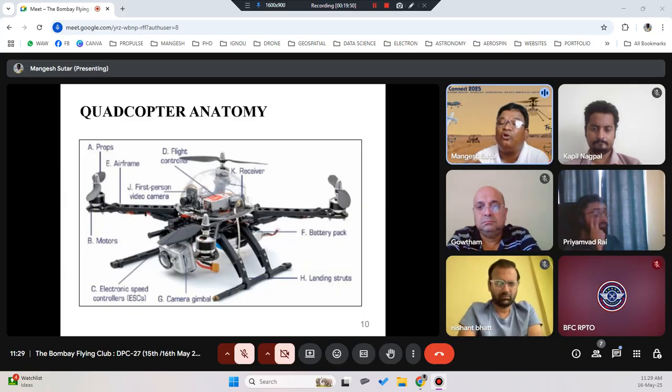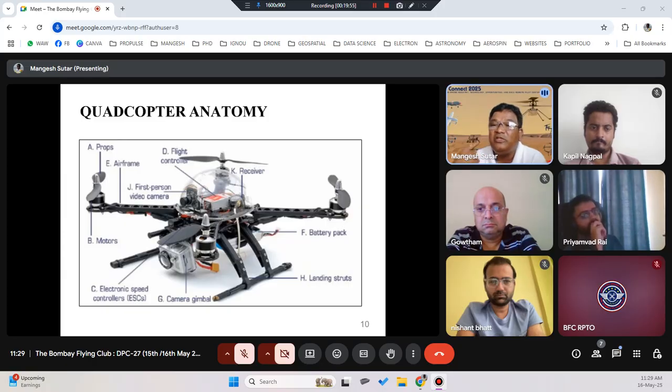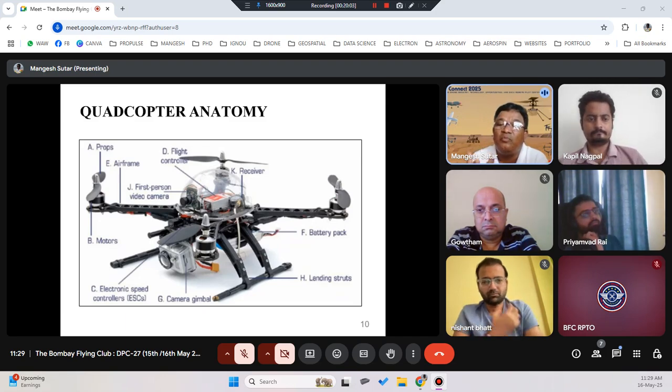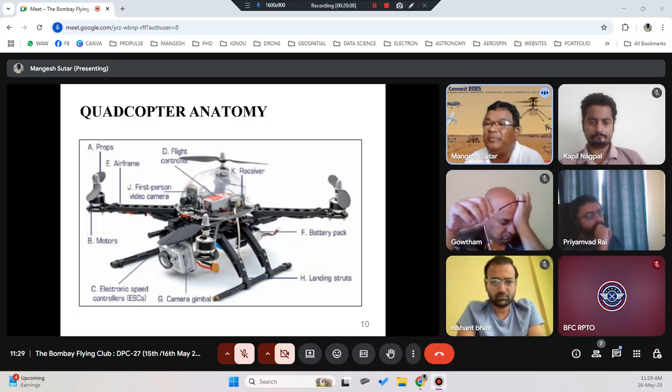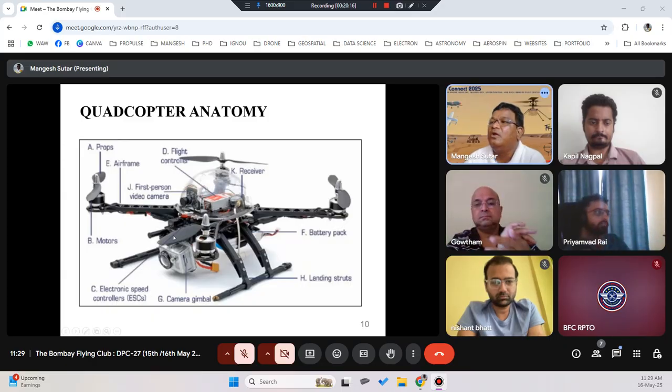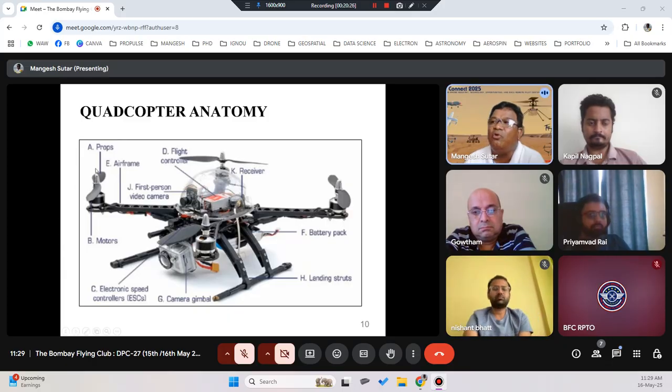Your flight controller normally gives the signal. The power is given by the battery, but how much power to give to the motor is controlled by the flight controller. It will signal that this much power needs to be given to a particular motor, and it has to rotate the propeller at that particular speed. This is controlled by the flight controller, but the signal is delivered through the electronic speed controller. So it will automatically define how much power is given to the motor. So your ESC is the main component which controls the speed of your motor.